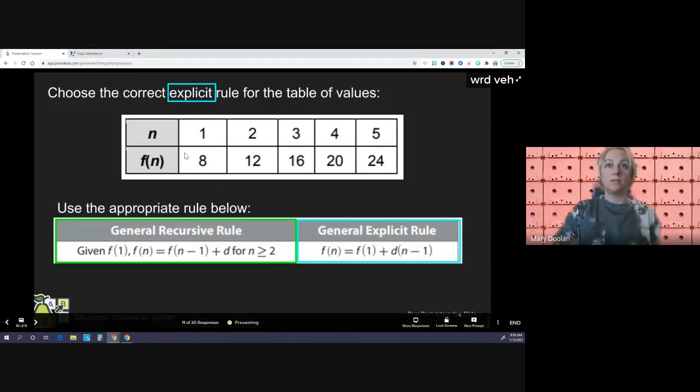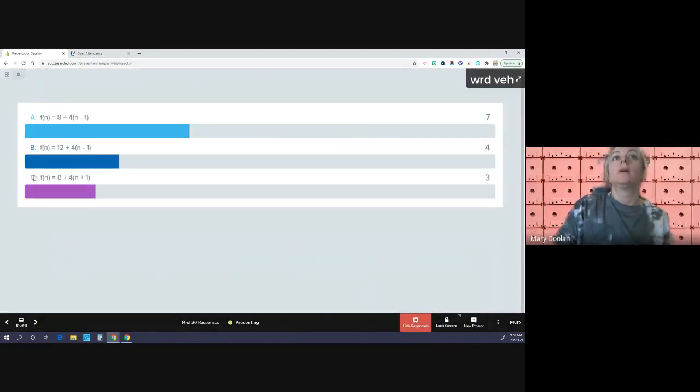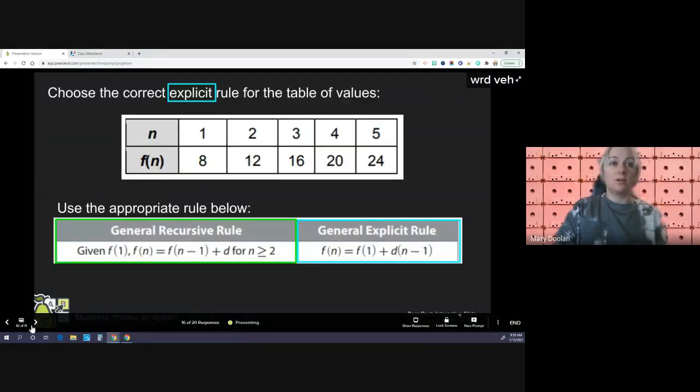First term in the sequence is 8. Okay, because at f of 1, it's 8. Common difference, what do I add each time? 4. We're adding 4 each time. Once I know those two things, I can then pick the correct answer. Okay, A is the correct answer. F of n equals 8 plus 4 times n minus 1. A is the correct answer. Moving quick because it's 58.